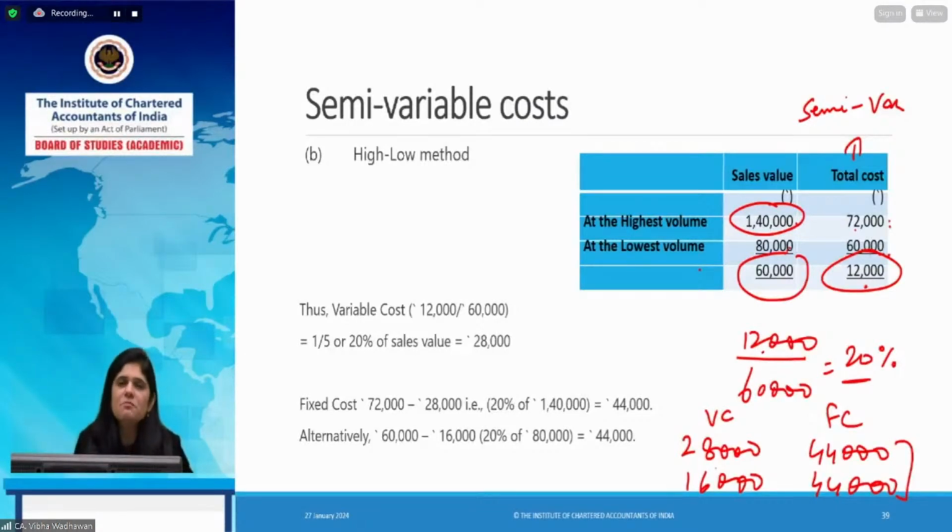So if you split the semi-variable into fixed and variable, वेरिएबल कॉस्ट आप कैलकुलेट कर रहे हो, फिक्स कॉस्ट बैलेंसिंग फिगर होगा, द बैलेंस अमाउंट होगा टोटल कॉस्ट में, वो फिक्स कॉस्ट आएगा जो सेम आएगा, बिकॉज द प्रॉपर्टी ऑफ फिक्स कॉस्ट इज इट रिमेन्स कांस्टेंट. क्लियर? वॉल्यूम ऑफ आउटपुट कुछ भी हो, इट विल रिमेन कांस्टेंट. So this is high-low method. I hope you've understood this.